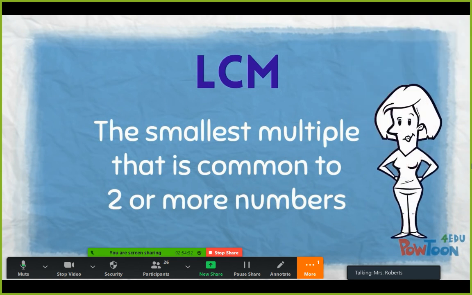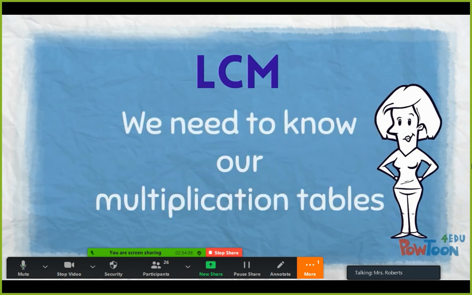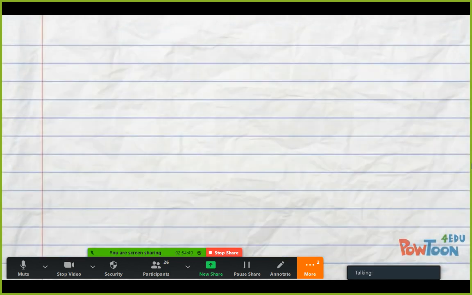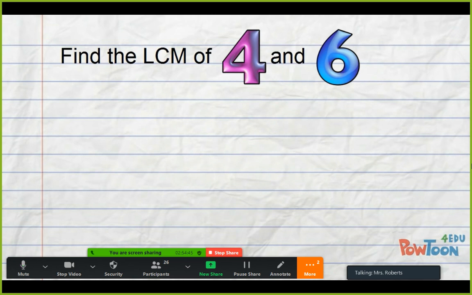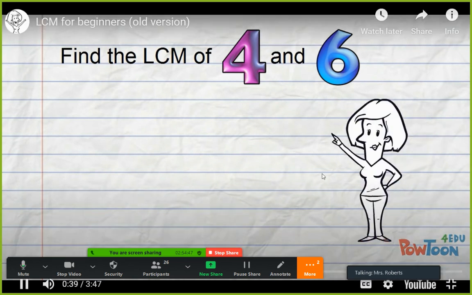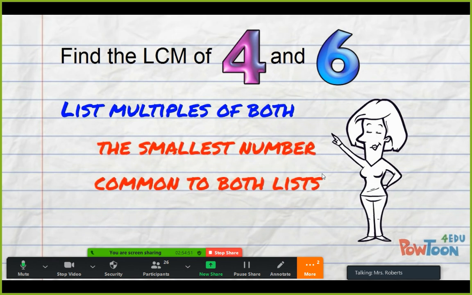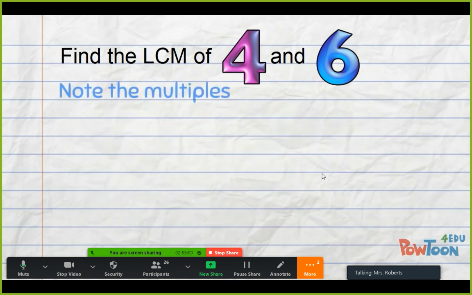Since we're dealing in multiples, it won't be any surprise to know that for this, we need to know our multiplication tables. Let's say we're told to find the LCM of 4 and 6. We're going to list multiples of both these numbers, and we're looking for the smallest number that occurs in both lists, that's common to both lists, and that's the LCM. Note down 4 or 5 multiples for each number.